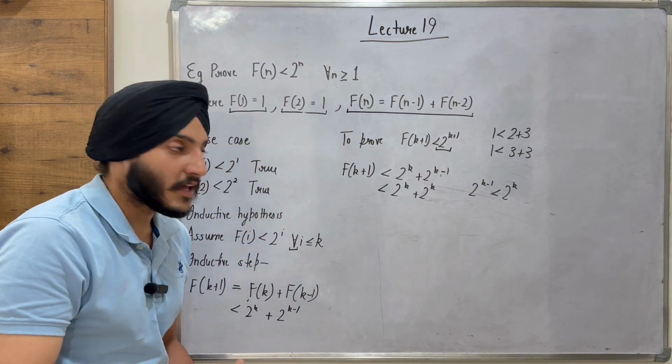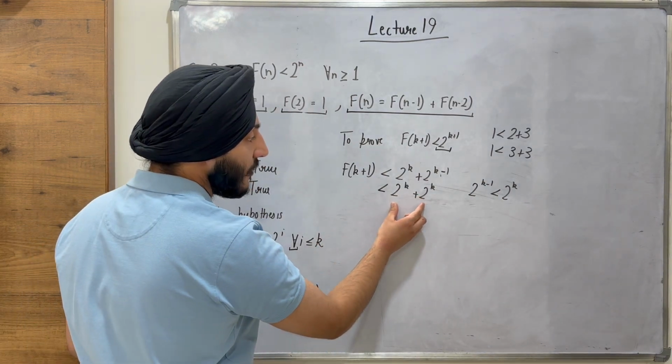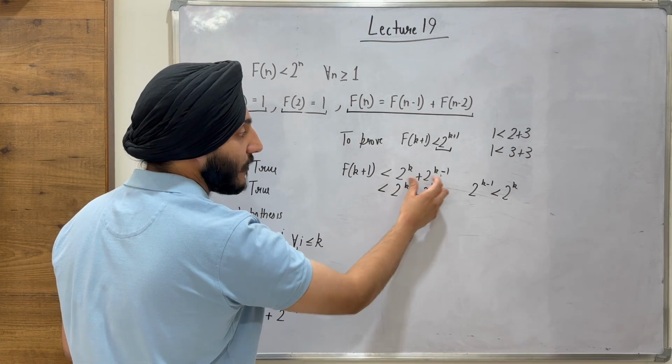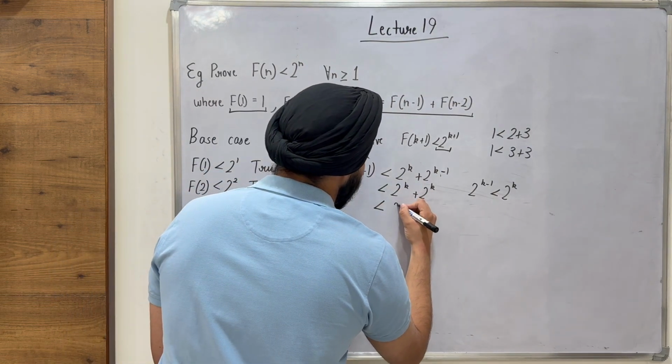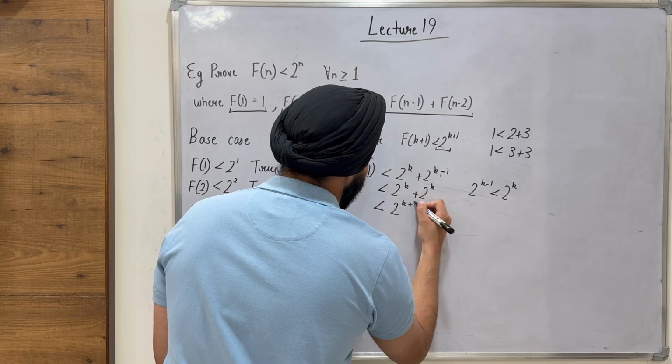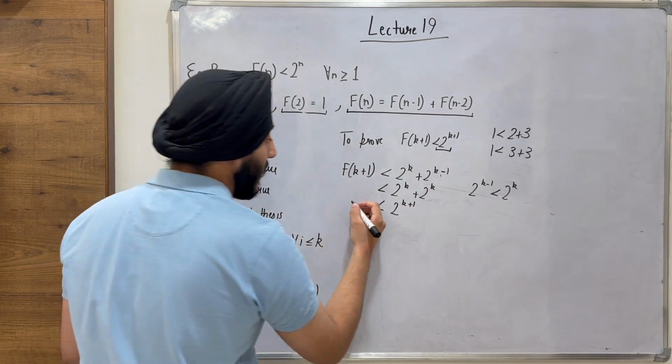How does this help? Now I can combine the terms. Since 2 to the power of k plus 2 to the power of k, when combined, gives 2 to the power of k plus 1, and hence, I've solved it.